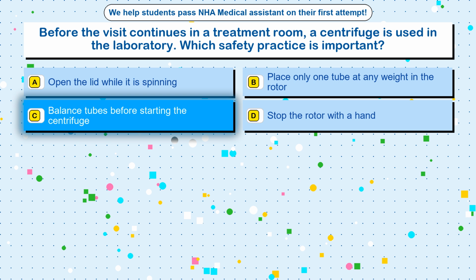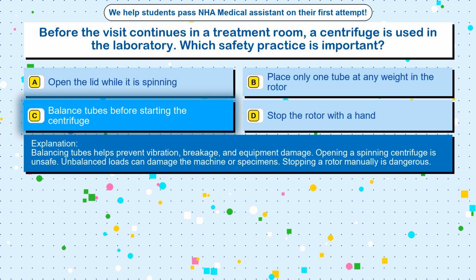The correct answer is option C. Balance tubes before starting the centrifuge. Balancing tubes helps prevent vibration, breakage, and equipment damage. Opening a spinning centrifuge is unsafe. Unbalanced loads can damage the machine or specimens. Stopping a rotor manually is dangerous.